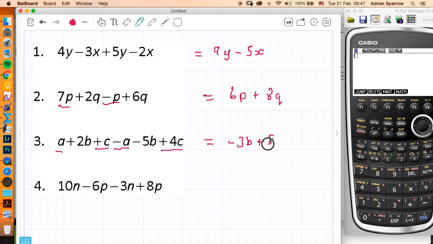Now one thing, I don't like to start expressions or equations with a negative if I can help it, so I'm going to make this 5C take away 3B. It makes it neater, and it also means that people might not mistake that as a dash, or might not see that. Finally, 10n's take away 3n's, that should be 7n's. And minus 6p add 8p is going to give me plus 2p. Now that's a simple lot.